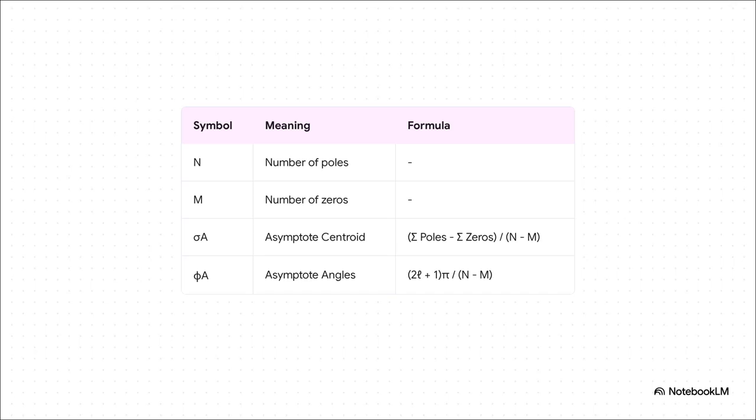It's like the hub of a wheel. And we calculate it just from the locations of the poles and zeros. Then, that formula for the angles, phi A, tells us the precise direction each path will travel, just based on the number of poles, n, and zeros, m. It's really amazing. Together, they give us a crystal clear picture of the system's endgame behavior.